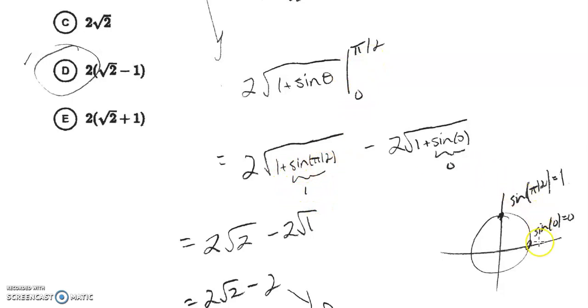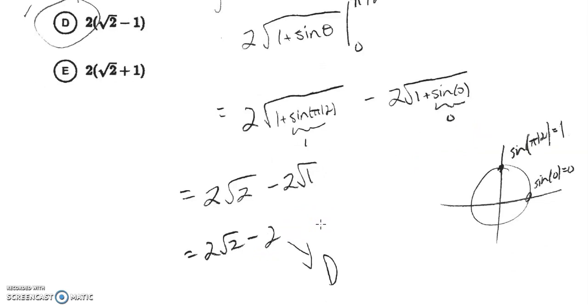So here's my 0, here's my pi over 2. Notice sine of 0 is 0. Sine of pi over 2 is 1. So this gives me 1, right? And this guy gives me 0. There's no double negatives or anything crazy here. It's kind of nice in that sense. 1 plus 1 is 2, so I get 2 root 2. 1 plus 0 is 1, so I get root 1. What is root 1? Well, it's just 1, because 1 times 1 is 1.